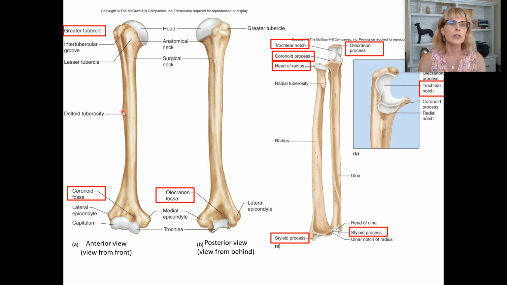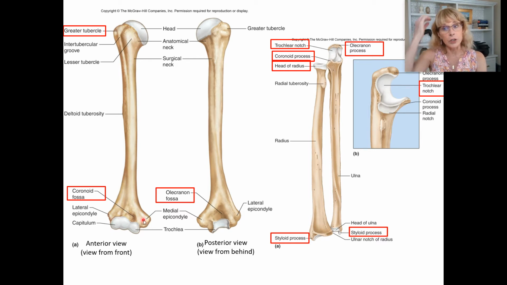The deltoid tuberosity you can only see very well from the front. This is the anterior view. And it's a little roughness right around in the middle of the humerus. And by the way, it's where this muscle, the deltoid, attaches to the humerus so that you can do that, right? This area right here, that's where your deltoid attaches. So when the deltoid shortens, the humerus goes up.